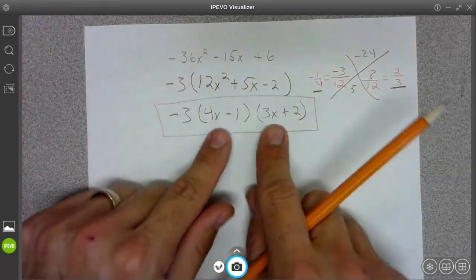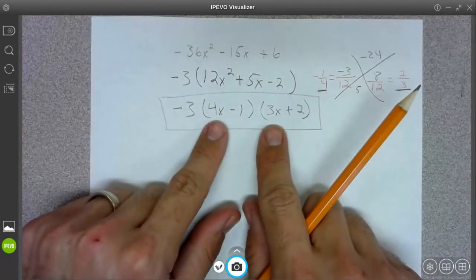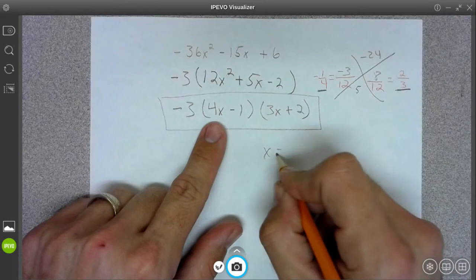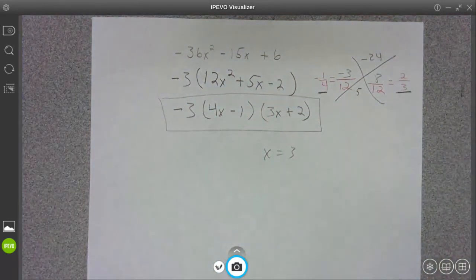So, plug in some number for x if you want to check your answer. Like plug in 3 for x and see if that works, or almost any number will work. Okay, there you go.